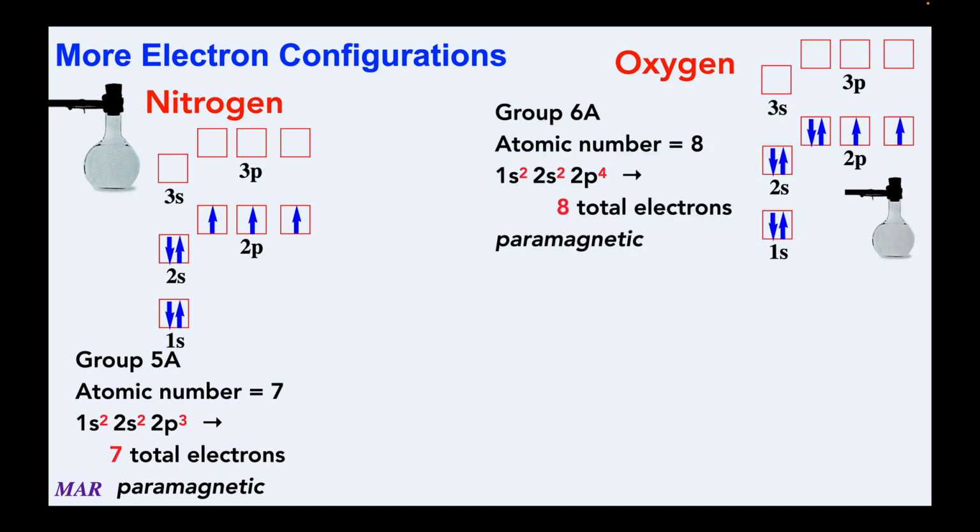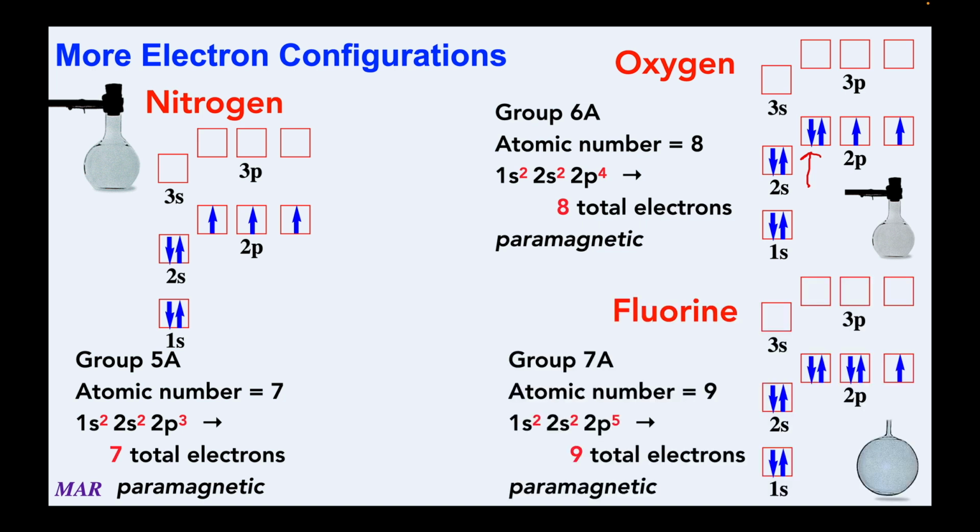Oxygen, 1 more electron than nitrogen. Now, oxygen has an electron that has to go somewhere. It's higher energy to go to 3s, so now we're going to start pairing it. So with oxygen, we start pairing electrons up. So oxygen would only have 2 unpaired electrons, as it turns out, 1s2, 2s2, 2p4.